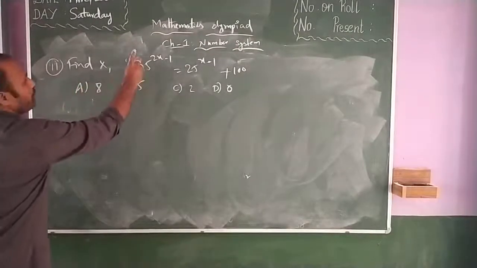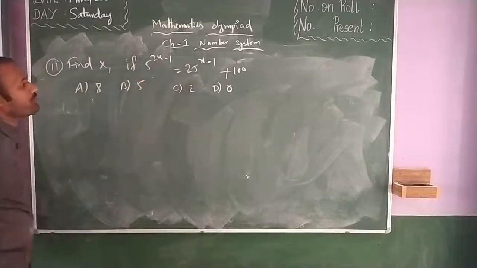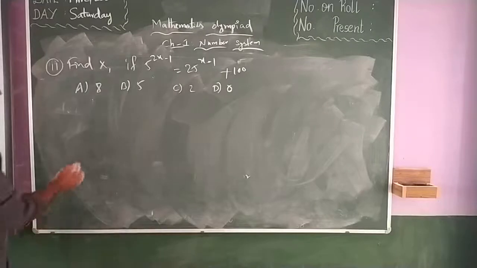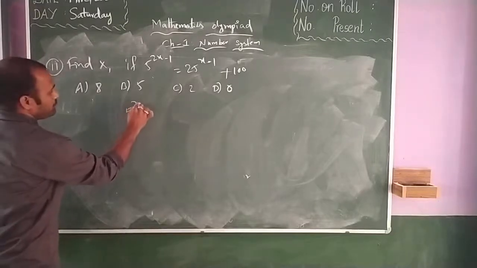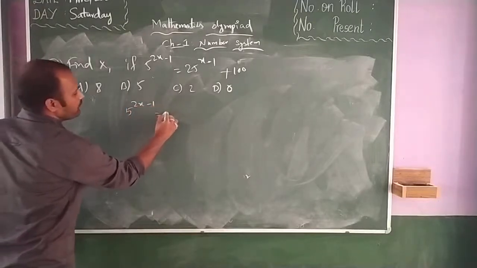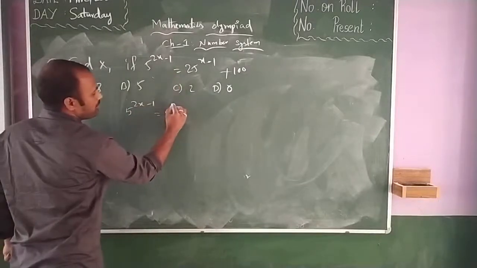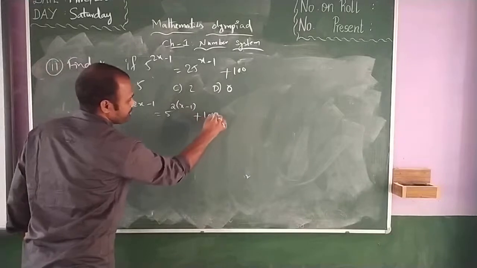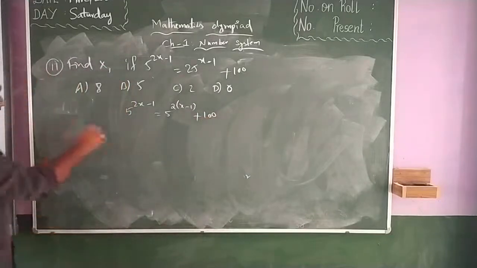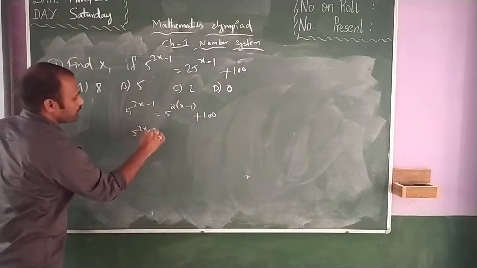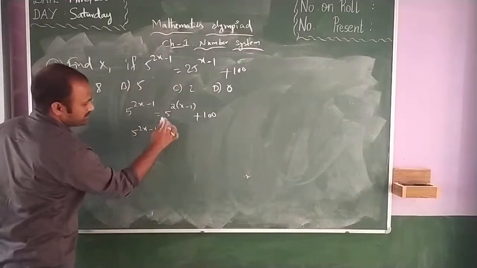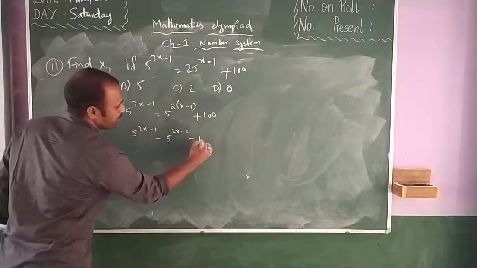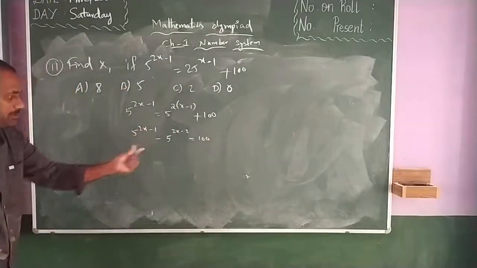Find x if 5 to the power of 2x minus 1 equals 25 to the power of x minus 1 plus 100. So if I take that, 25 I can write as 5 square. So 5 square to the power of x minus 1, plus 100. So this will be written as 5 to the power of 2x minus 1 minus 5 to the power of 2x minus 2 is equal to 100. I am just transposing it.